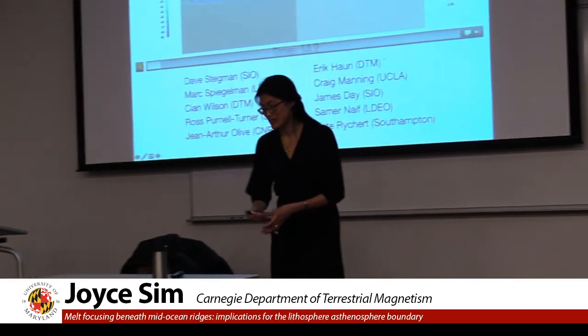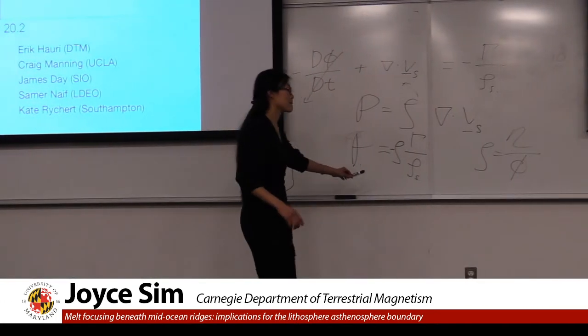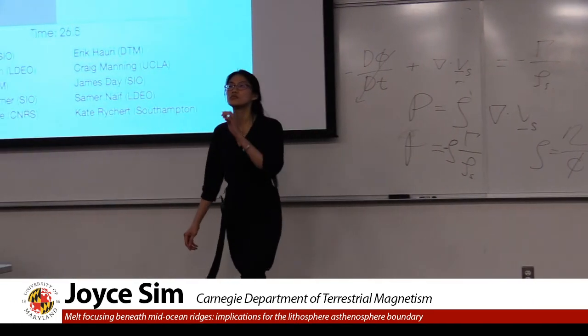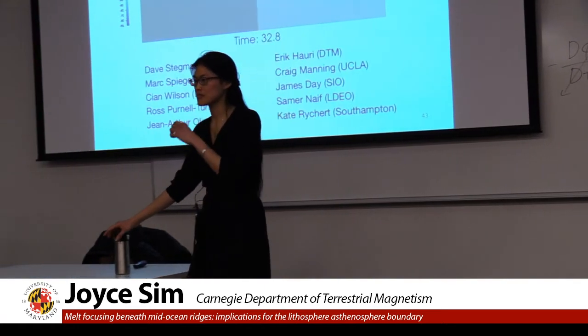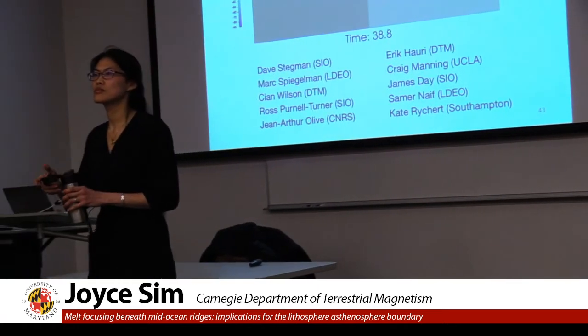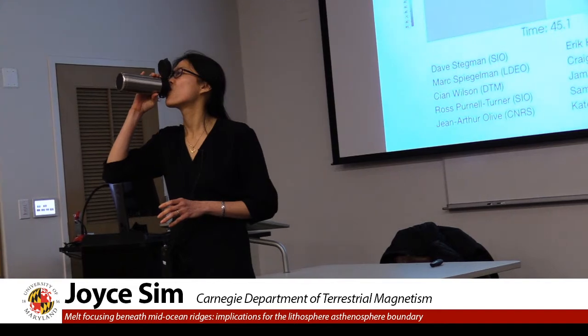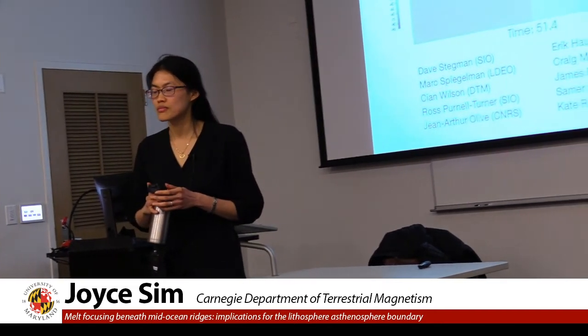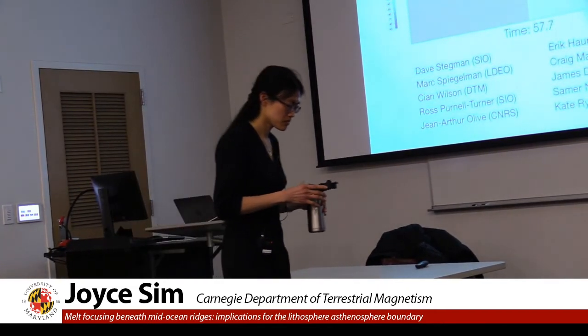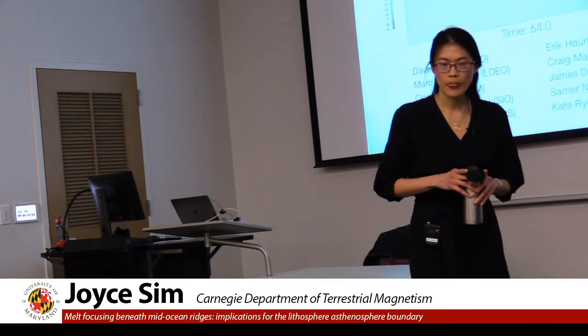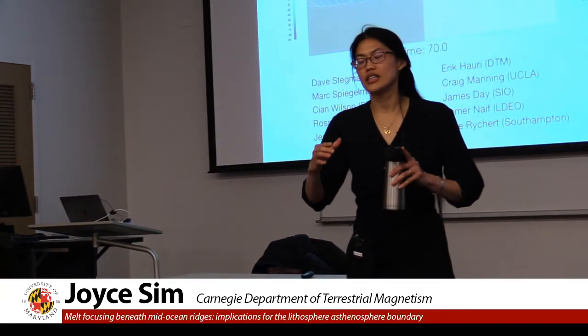Is there some sort of serious trade-off that you have to worry about if you apply this to ultra-slow spreading ridges? Because I don't know that much about them, but from what I understand, they're pretty brittle and they actually have mantle coming to the surface.